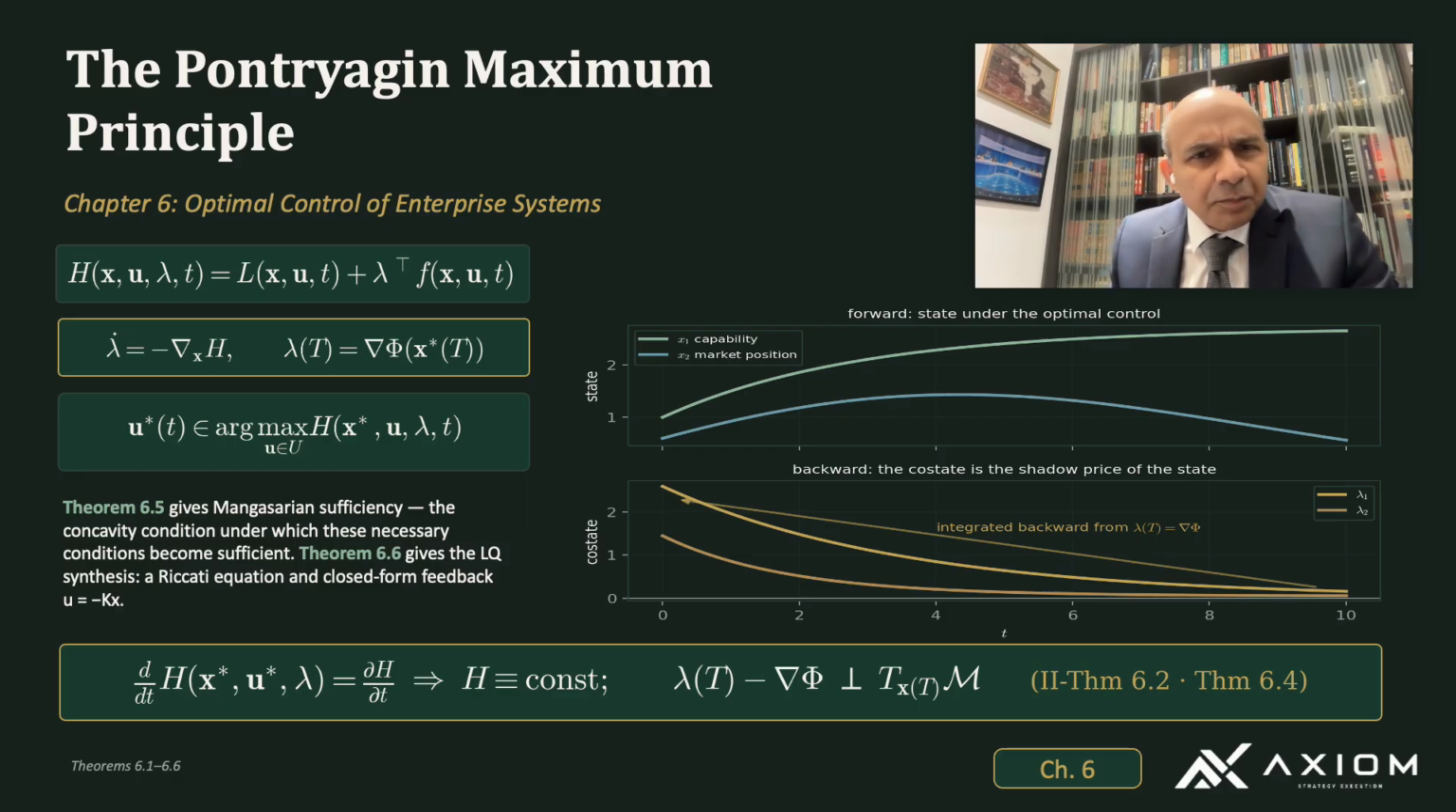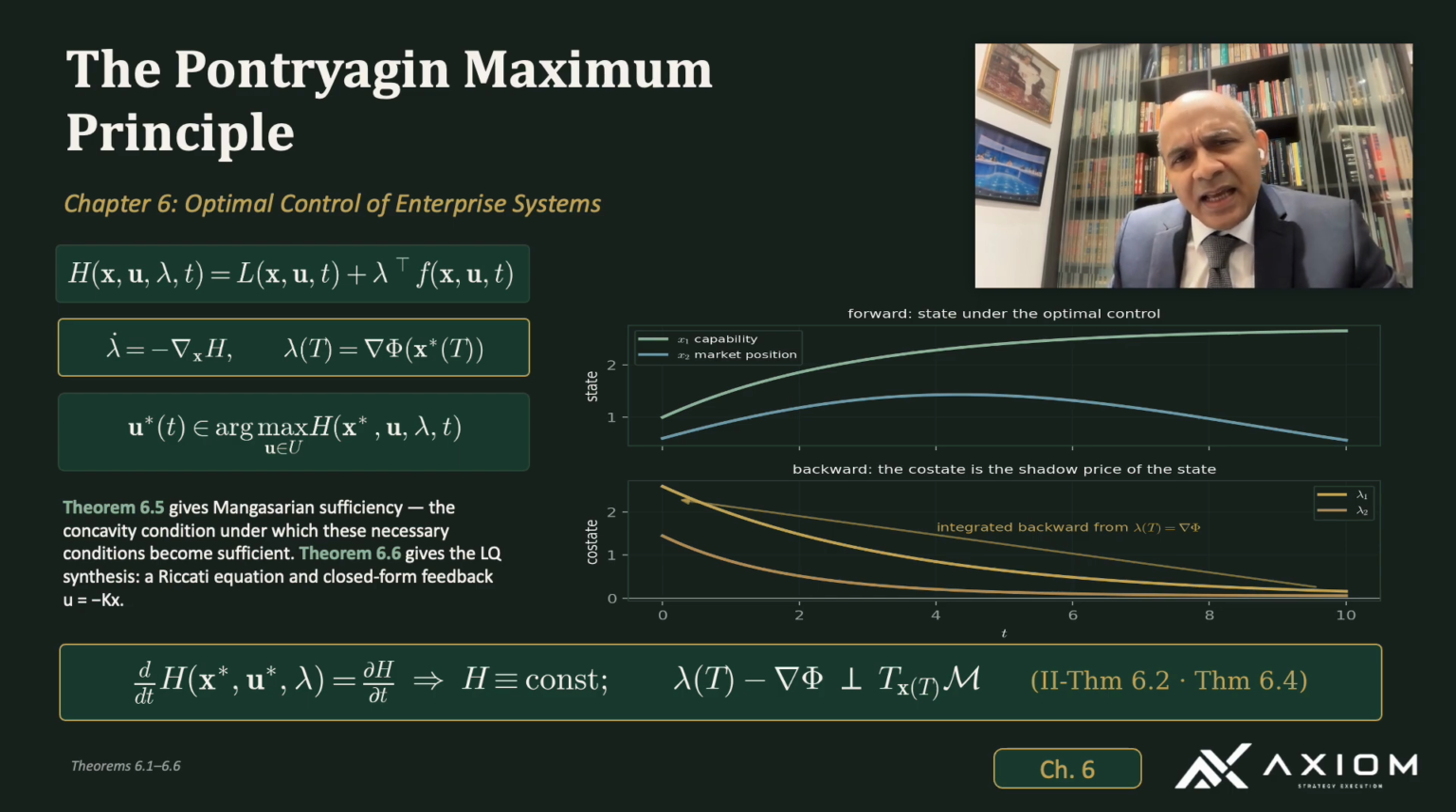Chapter 6: Optimal Control of Enterprise Systems. Theorem 6.1: The Pontryagin Maximum Principle, PMP, for enterprise systems. The proof in the text is the classical needle variation argument. Perturb the control on an interval of length epsilon around a Lebesgue point, propagate the first order trajectory response, and use optimality. Theorem 6.3 gives costate evolution.